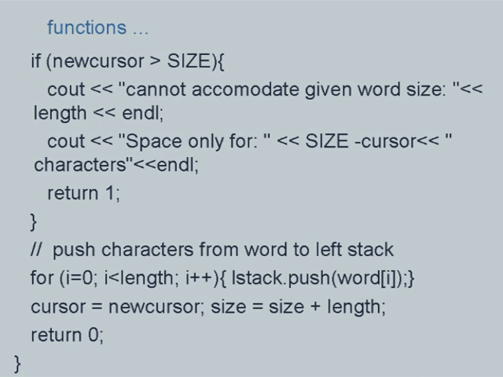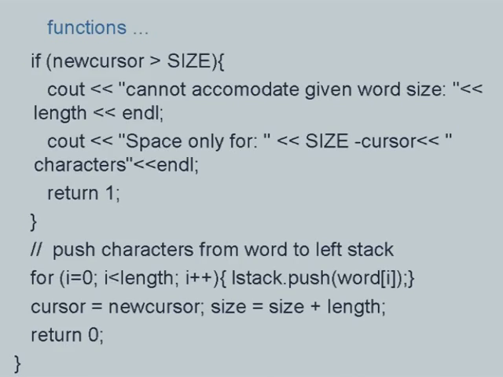Otherwise, I will push the characters from word to the left stack. Again, for I equal to 0 to length minus 1, I'll say stack dot push word I. So ith character gets pushed. Remember, on the left stack, the characters are pushed in the order in which they appear in the text. First character first, then next, then next. On the right stack, on the other hand, they get pushed in the reverse order, so that together all of them make sense as a continuous string.